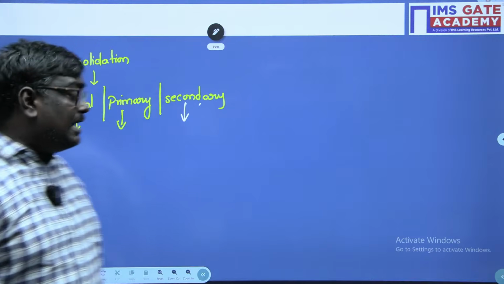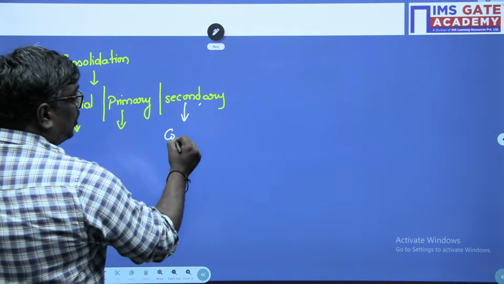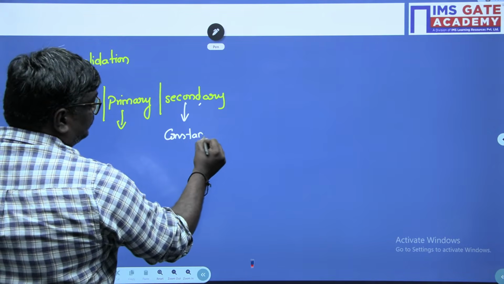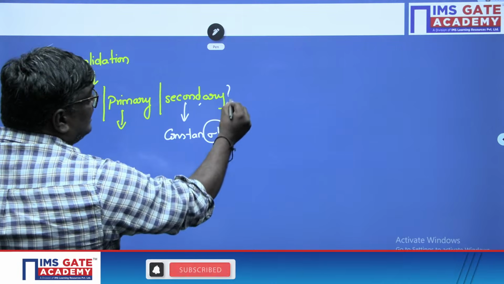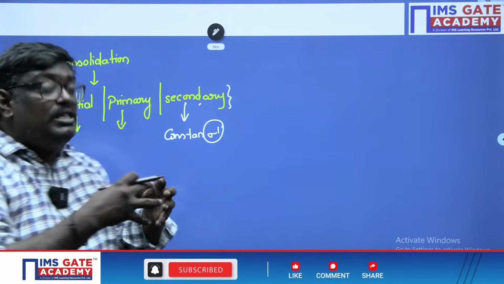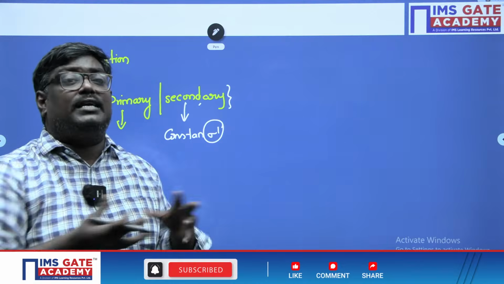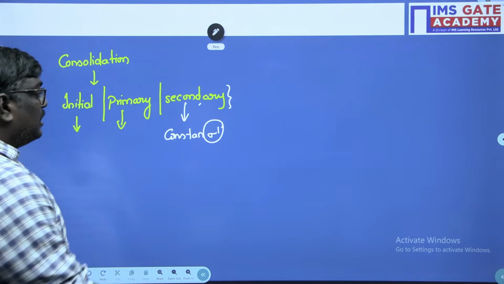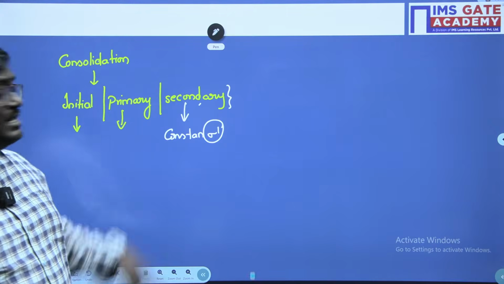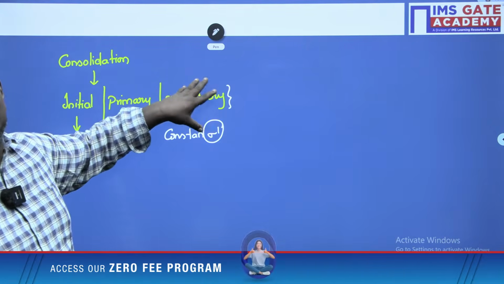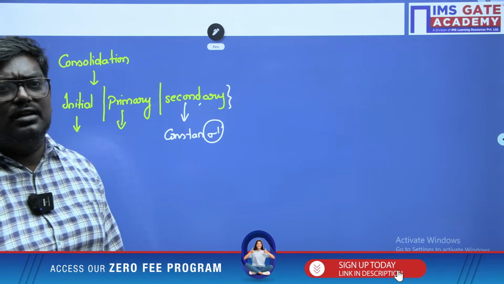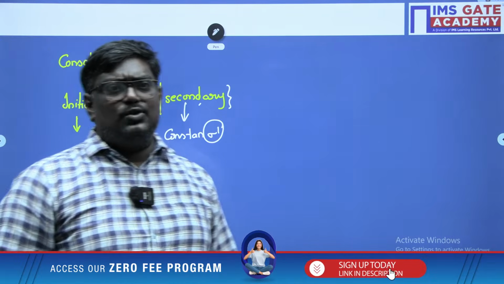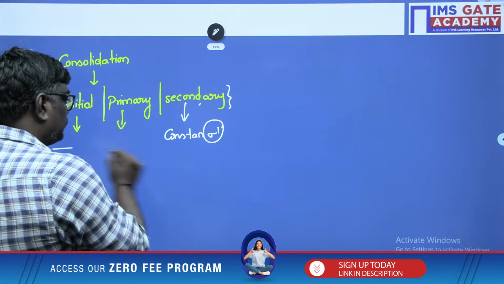And remember, secondary consolidation occurs at constant effective stress. It is the removal of highly viscous water. After removing that highly viscous water, either soil particles will come closer or there will be some readjustment of soil particles. Got it, sir? Clear? And this secondary consolidation occurs only after primary consolidation. Clear, students? Any doubts in this?